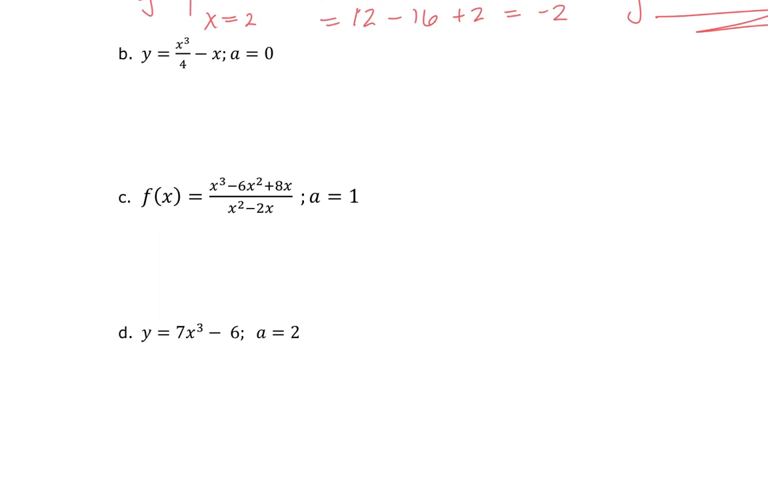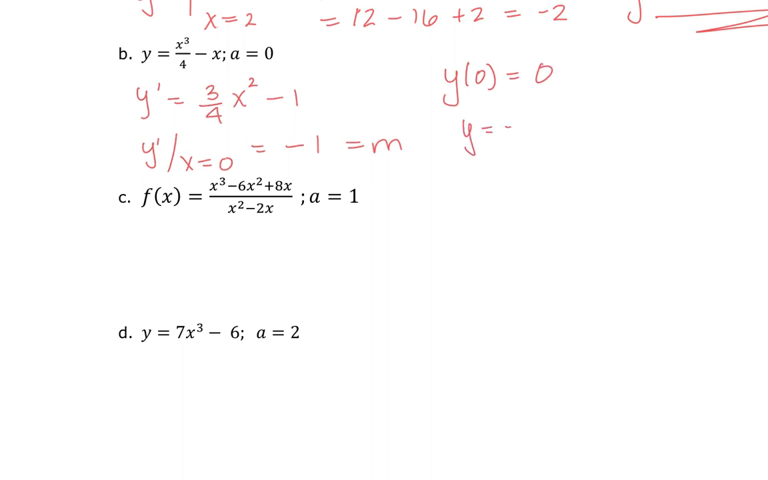If we take a look at b, we're going to do the same kind of thing. So we're going to do y prime first. y prime is going to be 3/4 x squared minus 1. Oh, that's lovely, because y prime evaluated at x is equal to 0 is just going to be negative 1. So that's our slope at x is equal to 0. So y evaluated at 0 happens to be 0. That's even better. So y is equal to our slope of negative 1, x minus 0 plus 0. Again, totally fine with that answer. Now, with c, I'm going to divide an x out.